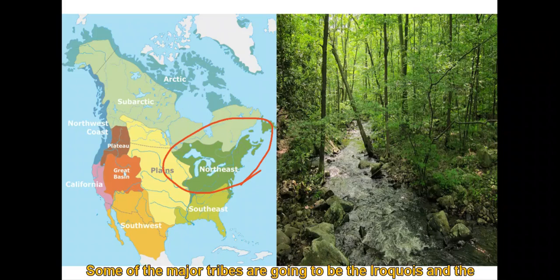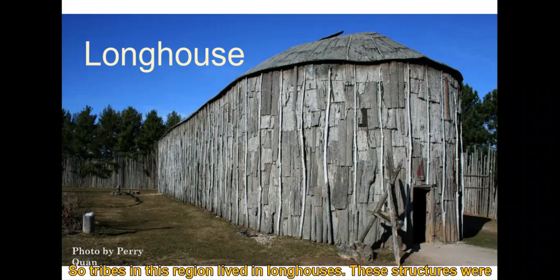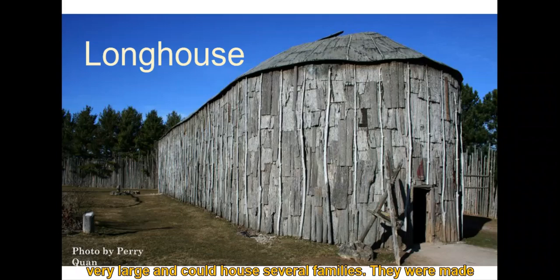Some of the major tribes are going to be the Iroquois and the Algonquian, and they would use sunflowers, tobacco, squash, corn, maple syrup, nuts, and berries for their survival. So tribes in this region lived in longhouses. These structures were very large and could house several families. They were made of wood, which is an abundant natural resource in this area. So again, you can see how this is an adaptation to the environment.